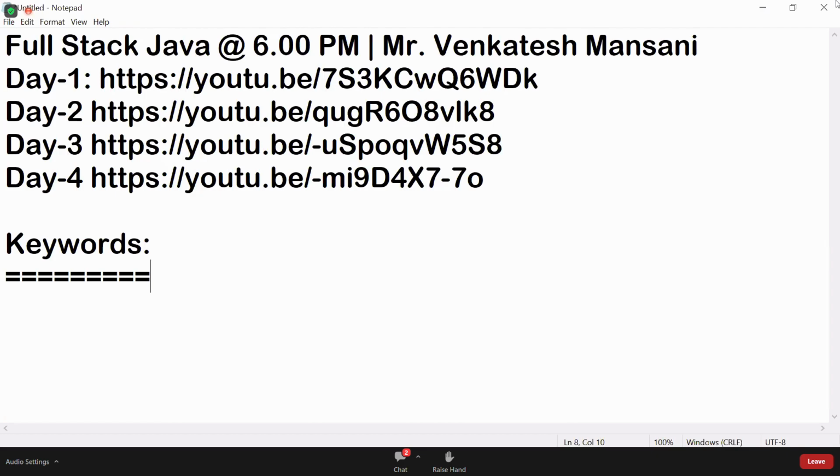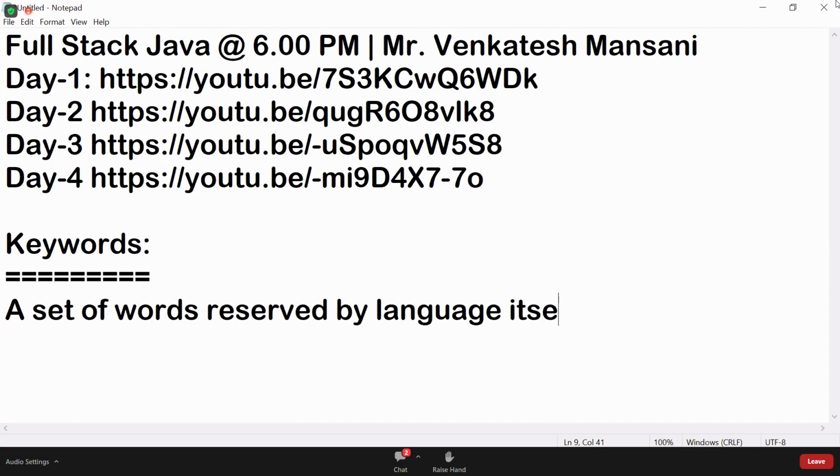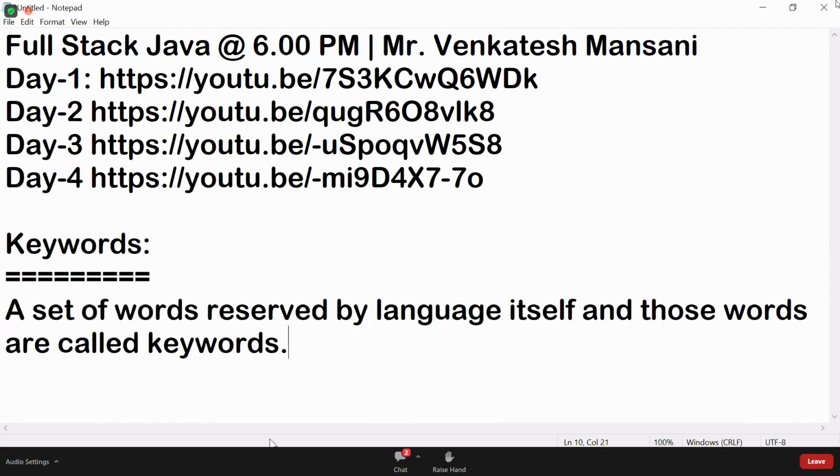Next concept, keywords. Note: a set of words reserved by language itself, and those words are called keywords.